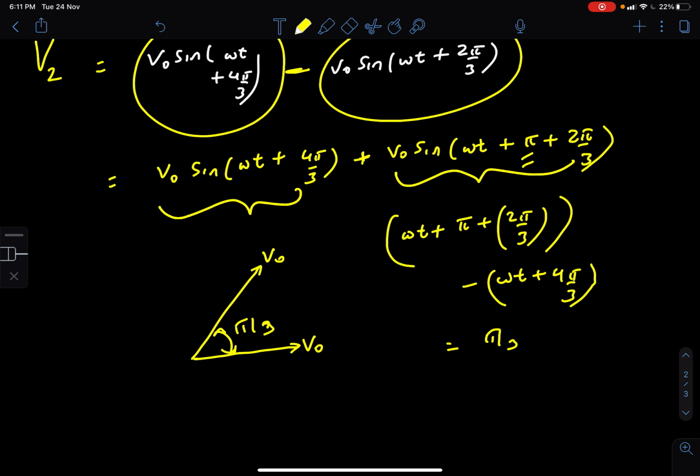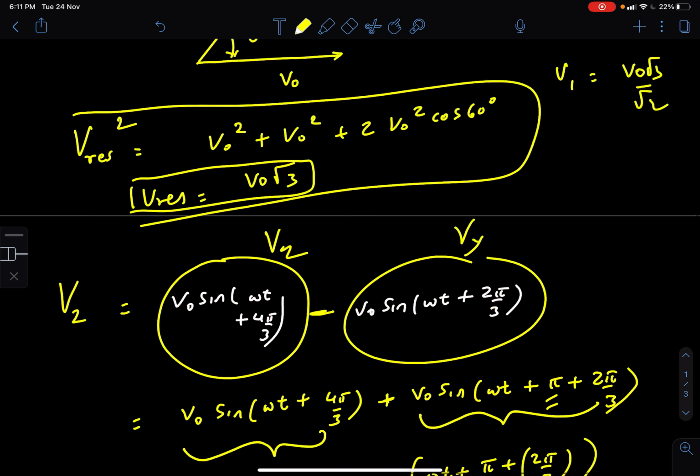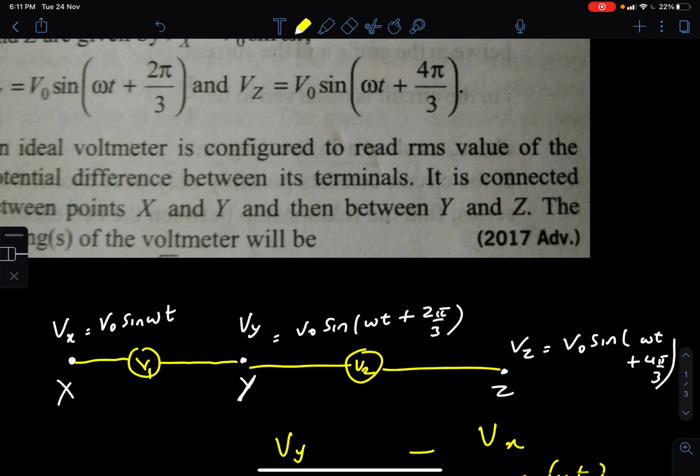So because the angle is the same and the magnitude is the same, the resultant will be the same thing, v naught root 3, and the RMS value will be v naught root 3 by root 2. And so in this case also vy minus vz, we are getting it to be the same, so the ratio is going to be 1.